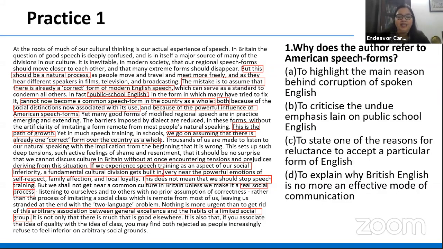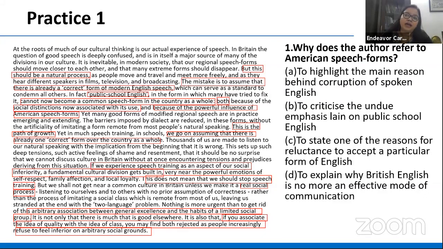So last line, if you associate the idea of quality with the idea of class, you may find both rejected because people will increasingly refuse to feel inferior on arbitrary social grounds. Don't make these arbitrary connections. Don't force fit something on people. Let these forms of language evolve, emerge as a natural, dynamic social process, right? Don't fix this. Put all these things together, what is he saying? We are wrong in establishing public school English as the standard English. What will happen by doing this? The natural coming together of different regional forms will not happen, right?